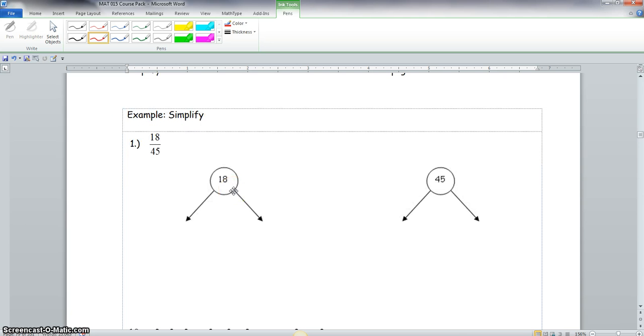Okay, so now we take the prime factorization of 18, which we could start off with 2 times 9. 2 times 9 is still 18, so we haven't changed the problem, but 2 is prime and 9 is not. But 9 can be broken down to 3 times 3. 3 is prime, and also this 3 is prime. So our prime factorization for 18 is 2 times 3 times 3.